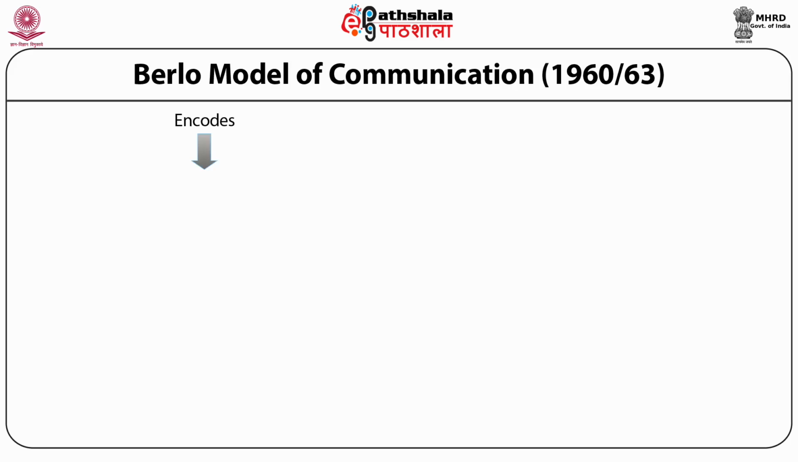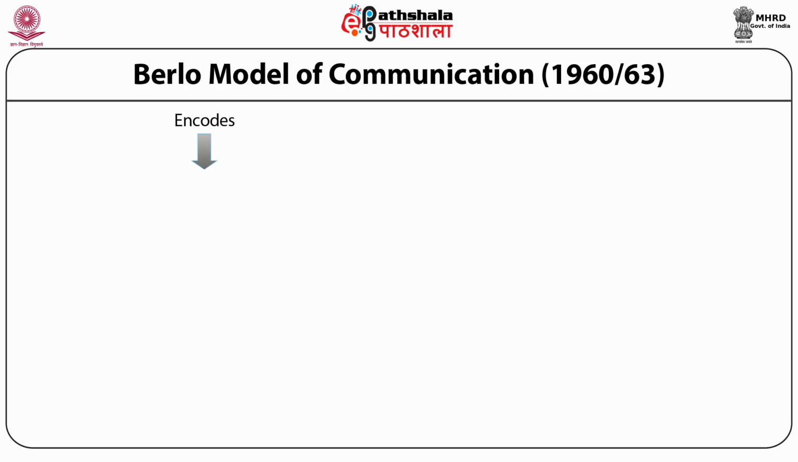Berlo's source, message, channel, and receiver model has four main components, and each component has its own subcomponents describing the assisting factors for each. This is mentioned in the figure. Number one here is source. The source is where the message originates. Within that, we have the communication skill subcomponent. Attitude is another component. Knowledge is another component. Social system is another subcomponent. Culture is another subcomponent. The last one in this category is encoder.